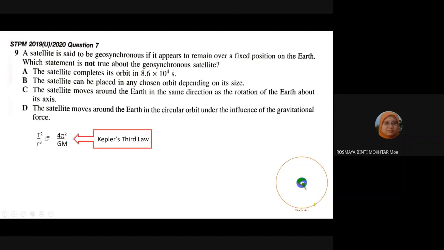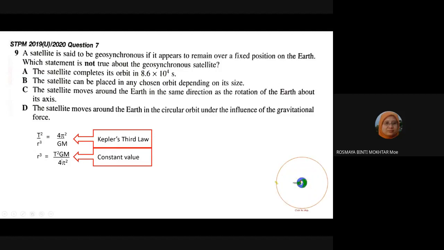So I don't repeat the question again. Straight away we use Kepler's third law: T squared per R cubed equals 4 pi squared per GM. So R cubed is T squared GM per 4 pi squared, cross multiplied. All this is constant, so the T value must be the same as the Earth.